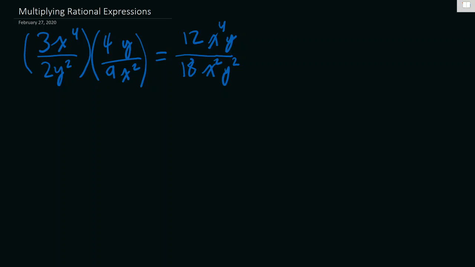So next up, what we are going to do is reduce as much as we can. So our integer coefficients, 12 and 18, are both divisible by 6. So let's reduce top and bottom by 6. And that gives us 2 over 3. Next, we'll look at our x's. Each of our two x's underneath can reduce one of our x's up top.